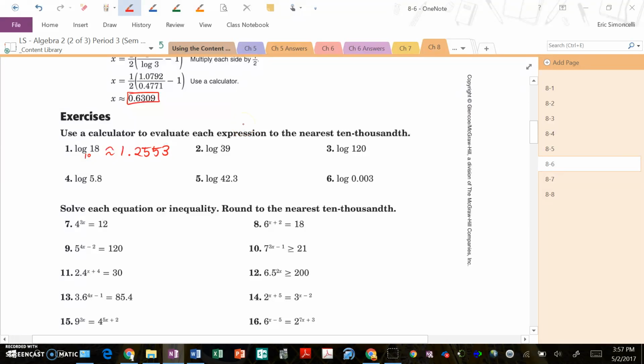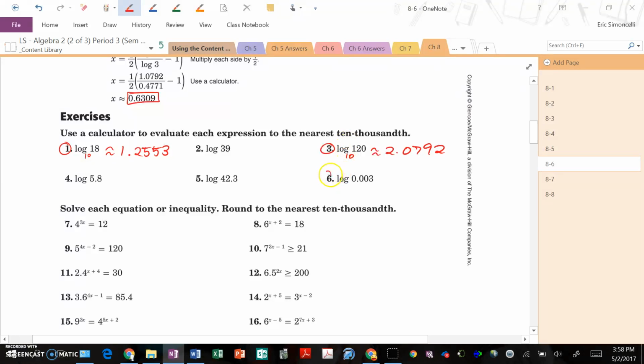Let's do maybe 1 or 2 more here. Let's try number 3, noticing here that again we can write the base 10. If we type in log of 120, the decimal ends up being 2.0792. And then if we check that answer, 10 to that power should end up being 120.